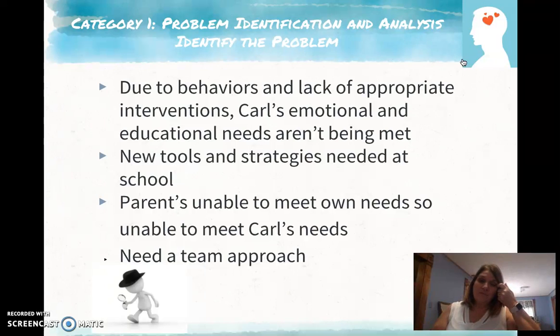Identifying the problem. Due to behaviors and the lack of appropriate interventions, Carl's emotional and educational needs aren't being met. New tools and strategies are needed from the teacher at the school. The parents are unable to meet their own needs, so they're unable to meet Carl's needs. And then finally, we need a team approach. Instead of one person trying to handle it on their own, we need to all get together and meet and have a consensus of what to do.